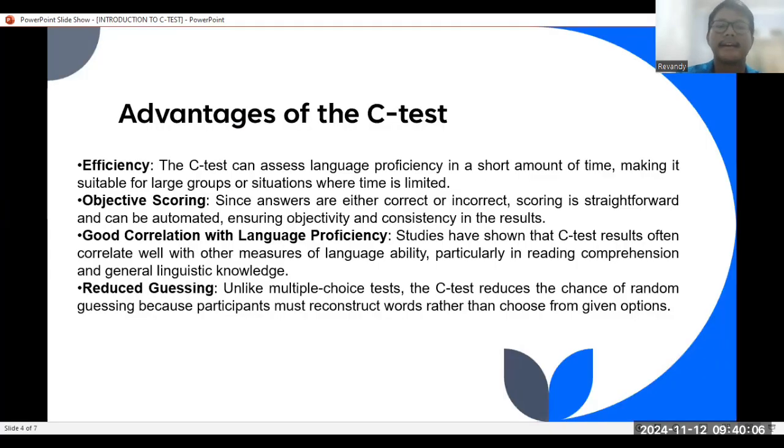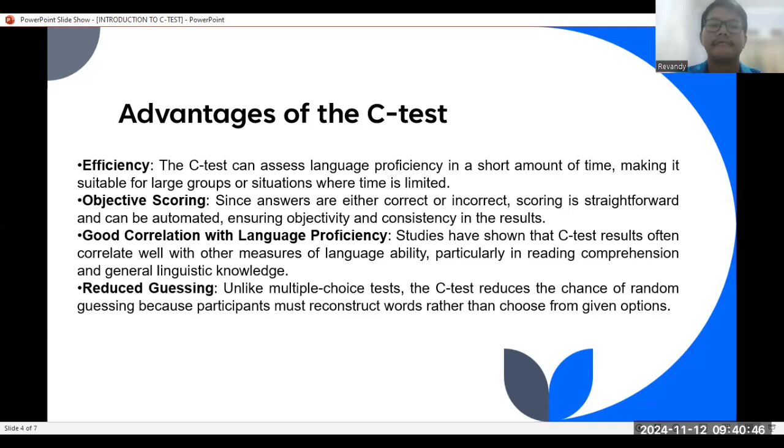So, what is the advantage of the C-test? The first, efficiency. The C-test can assess language proficiency in a short amount of time, making it suitable for a larger group or situations where time is limited. Objective scoring. Since answers are either correct or incorrect, scoring is straightforward and can be automated, ensuring objectivity and consistency in the result.